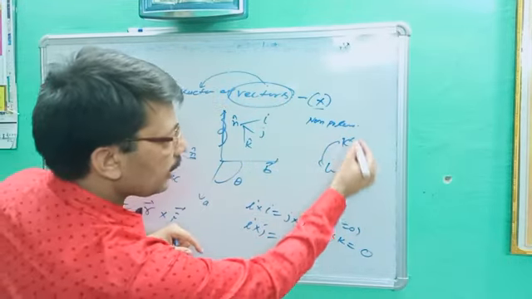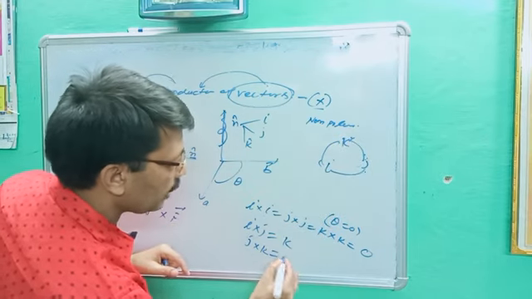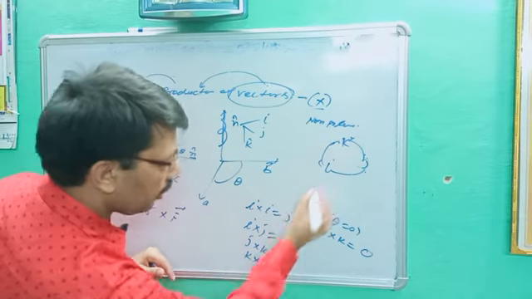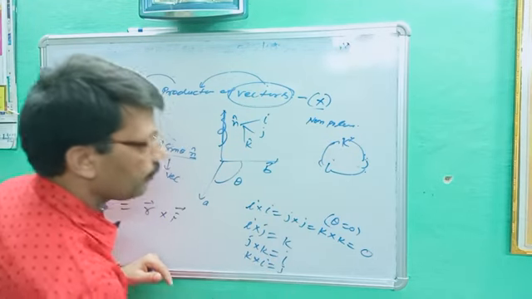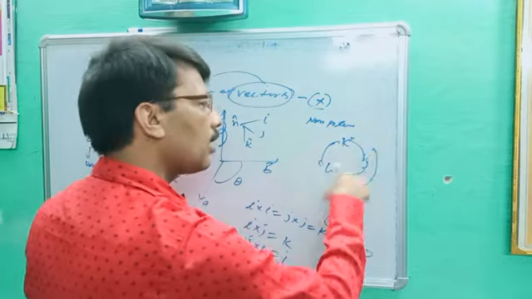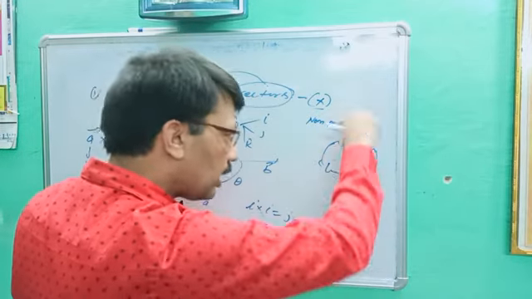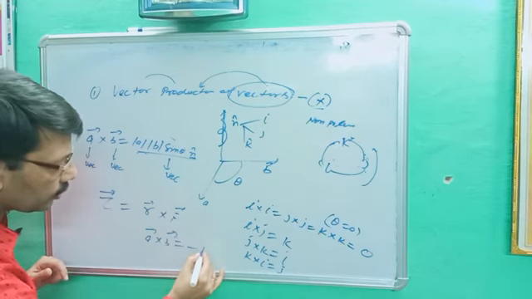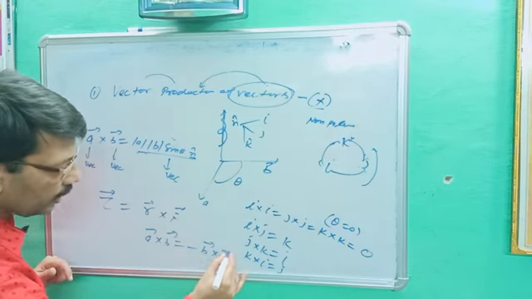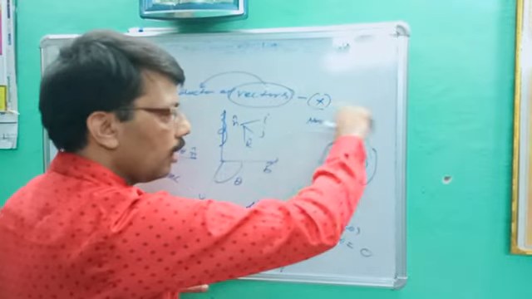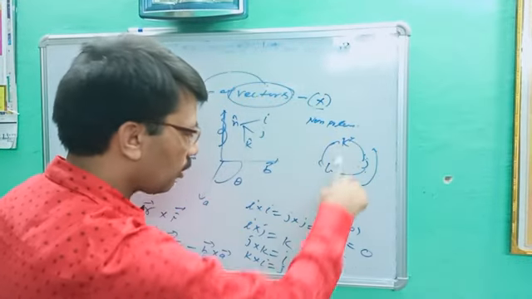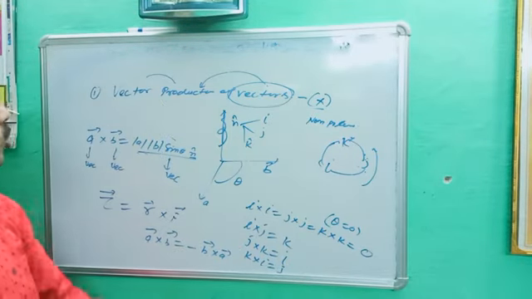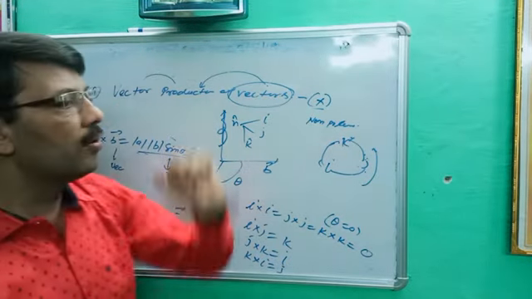What is next? j cross k is equal to i, and k cross i is equal to j. If you are rotating the body anti-clockwise, it will be like this. If you are rotating clockwise, then no doubt A vector cross B vector is equal to minus B vector cross A vector. It means if you are rotating clockwise, all values will be the same, but they will get the minus sign. Are you getting? So this is called the vector product of vectors.